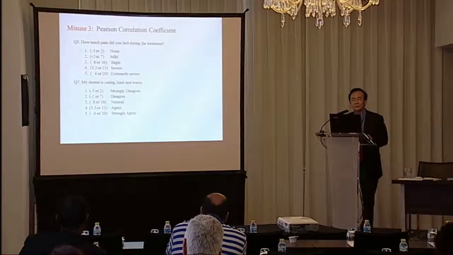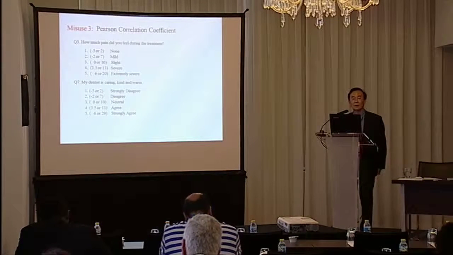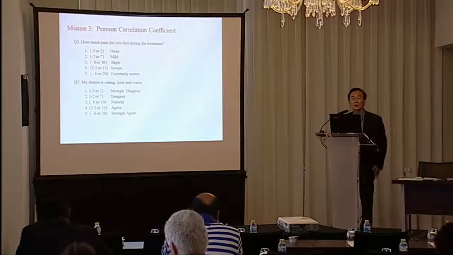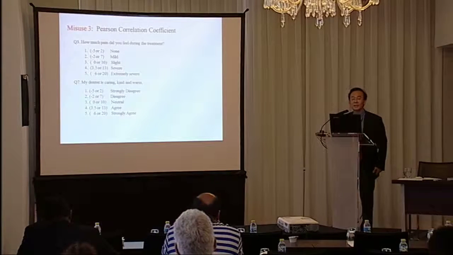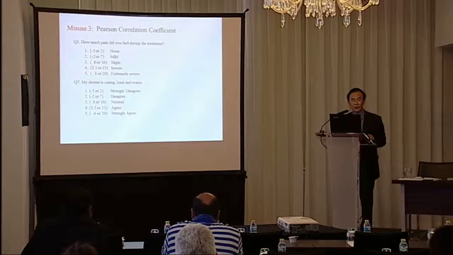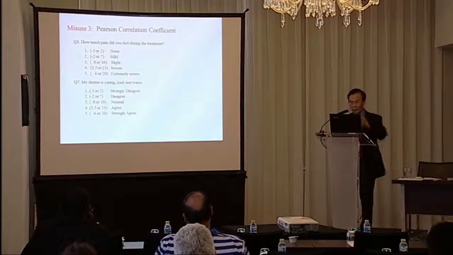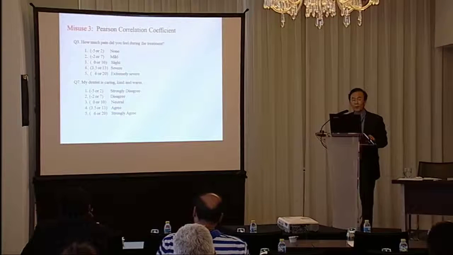Okay, let me quickly move on to misused number 3, the Pearson correlation coefficient, which is a wonderful statistical procedure to measure the relationship between two variables. Let's say you have one variable, question number 3, how much pain did you feel during the treatment, and you have ordinal data. And then you have another question, question number 7, my dentist is caring and kind and warm, and you have again the 5 categories, which represent the ordinal data.